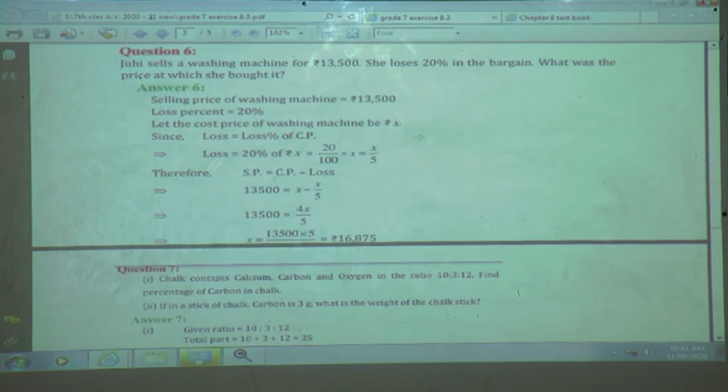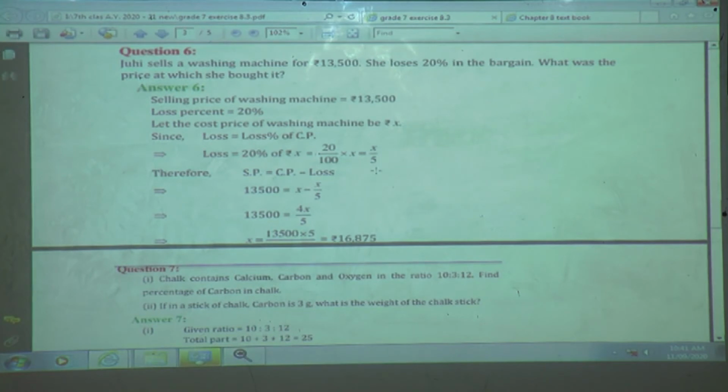So we are considering the cost price as X. Loss is equal to loss percent of CP, which we had seen in the previous question. So loss is equal to 20% of X, which is 20 upon 100 multiplied by X. What is 20% of X? We write 20% in the form of 20 upon 100 multiplied by X. When you reduce this 20 upon 100, and this X will be in the numerator, so it is X upon 5.